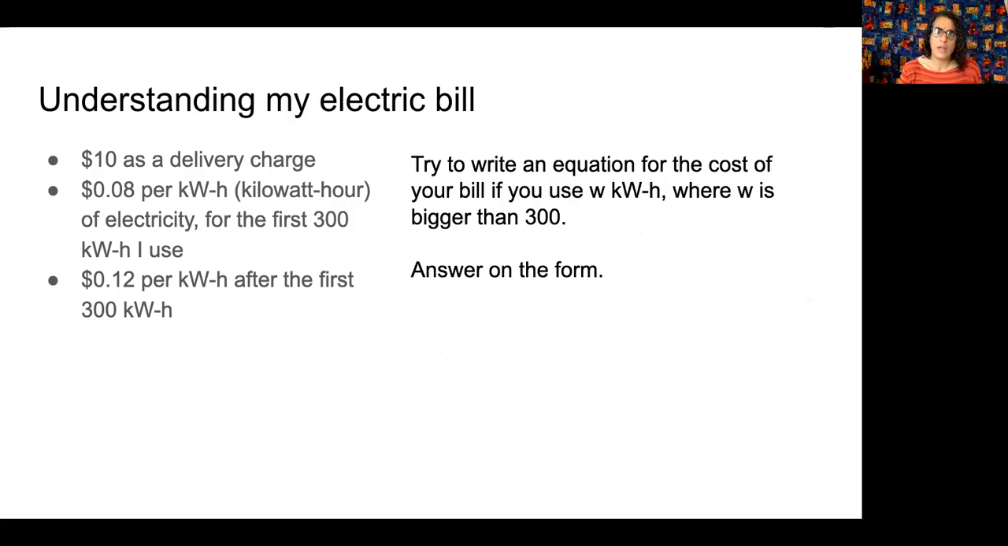So what we want to do is write an equation. What would the cost of your bill be if you use W kilowatt hours, where W is bigger than 300? I want you to get whatever thoughts you have on the form. It's okay if they're partial.